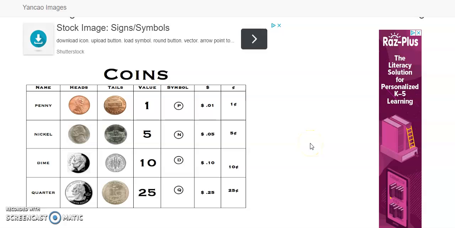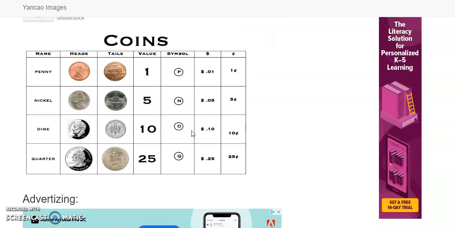Hey everybody, welcome to today's math lesson. Today we will be learning about US coins. So we'll be talking about the penny, nickel, dime, and quarter. So let's go ahead and start with the penny.